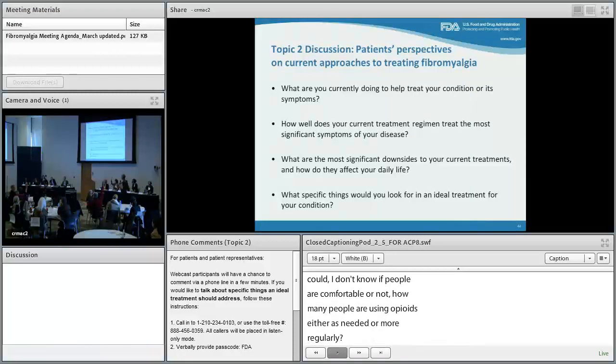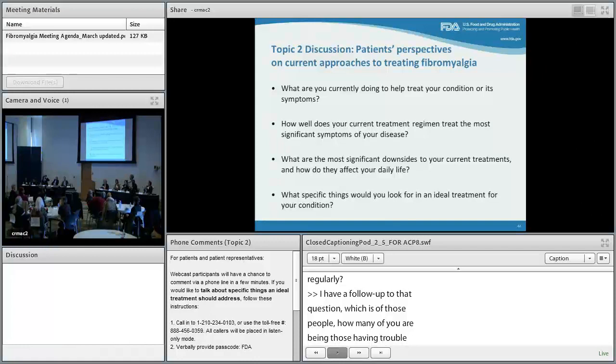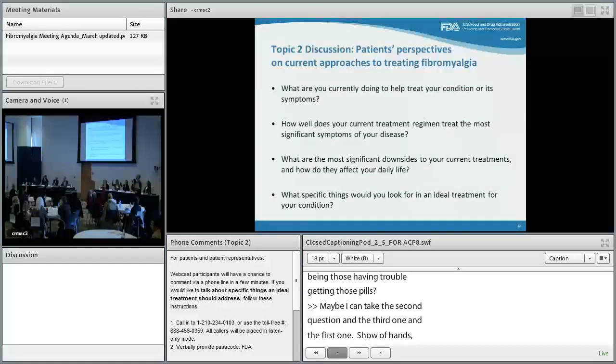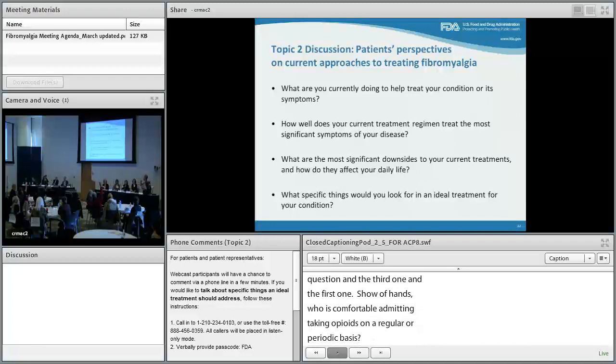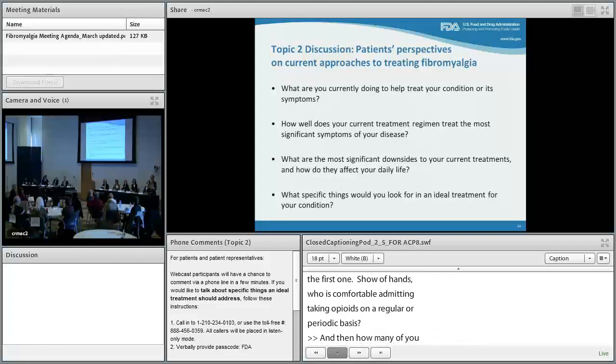And then I have a follow-up to that question, which is, of those people, how many of you are having trouble getting those pills? Okay. So maybe I can take the second one, then the third one, and then the first one. So a show of hands, just who's comfortable admitting taking opioids on a regular or periodic basis? Okay. And then how many of you have difficulty getting your prescription?